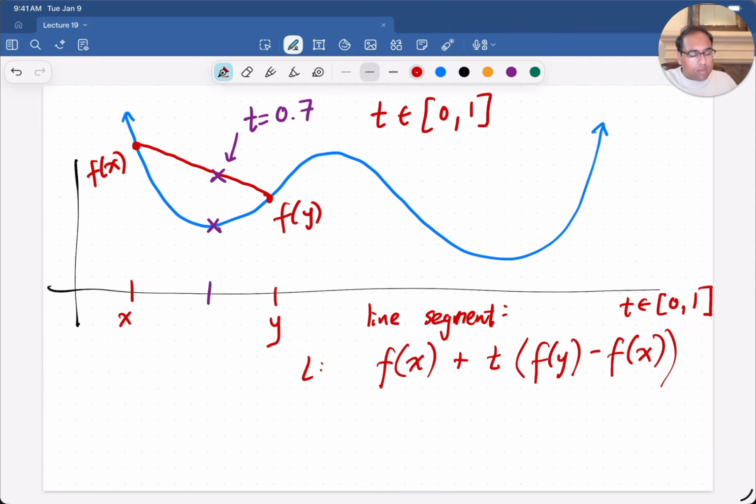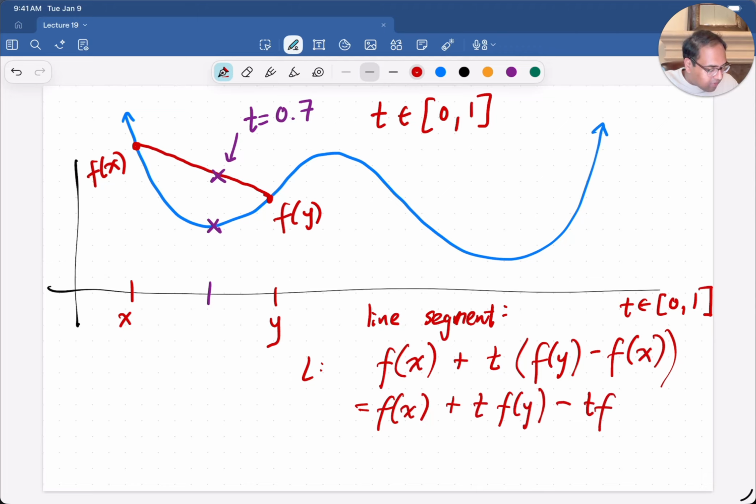Though, for reasons that will become clear in just a little bit, I'm going to expand out this parentheses at the end, and write this as f of x plus t f of y minus t f of x.